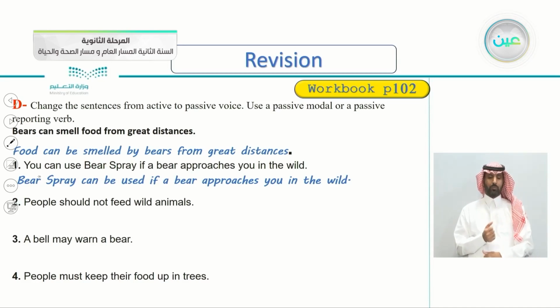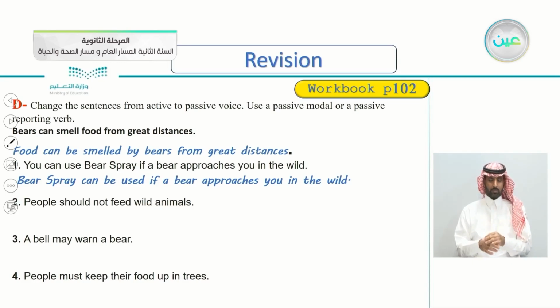So of course you know that you is the subject here. Bear spray can be used if a bear approaches you in the wild. So number two, people should not feed wild animals. People, this is the subject, should not feed wild animals. So wild animals here is the object.